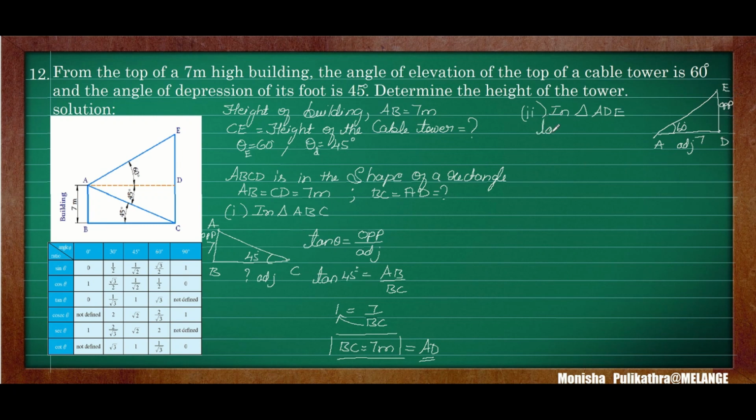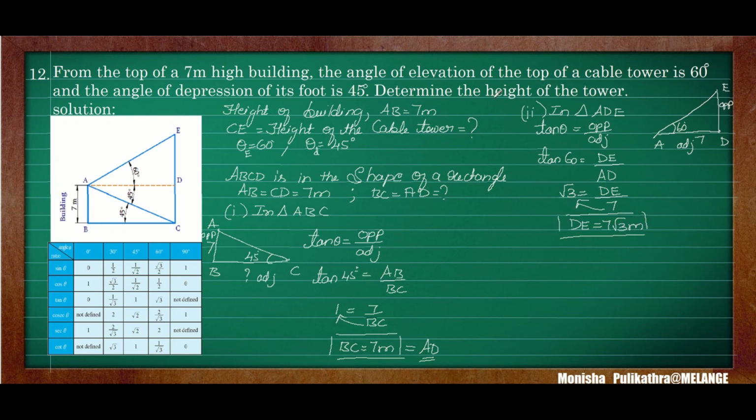So again I will be taking tan theta, which is equal to opposite side by adjacent side. Here the theta value is 60 degree. So tan 60 is equal to opposite side DE and adjacent side AD. Tan 60 according to the chart is root 3. DE we need to find out and AD is 7. So DE by cross multiplication we get 7 root 3 meter.